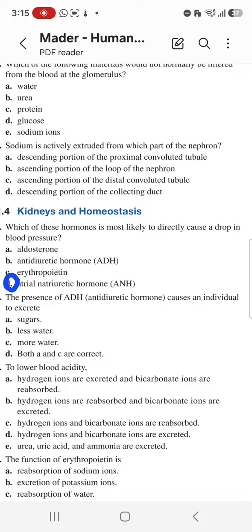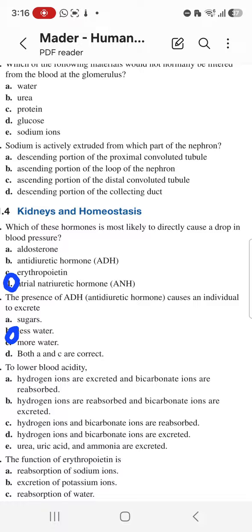Question number 11. The presence of ADH, antidiuretic hormone, causes an individual to excrete less water. ADH will cause more aquaporins on the walls of the convoluted tubule. This will absorb more water back into your blood, so it will basically concentrate your urine. It will be more concentrated because there is less water.